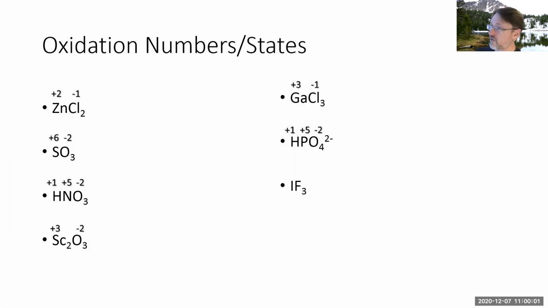IF3, so this is an interesting one where we have 2 different halogens, but remember that fluorine is the most electronegative element on the periodic table. So, fluorine's rule takes precedence. Each fluorine is a -1, meaning that the iodine has to be a +3. And that is despite the fact that iodine has another rule in the list that says, oh, it's often a -1. So there's a precedence, and that precedence is based on electronegativity. Okay.